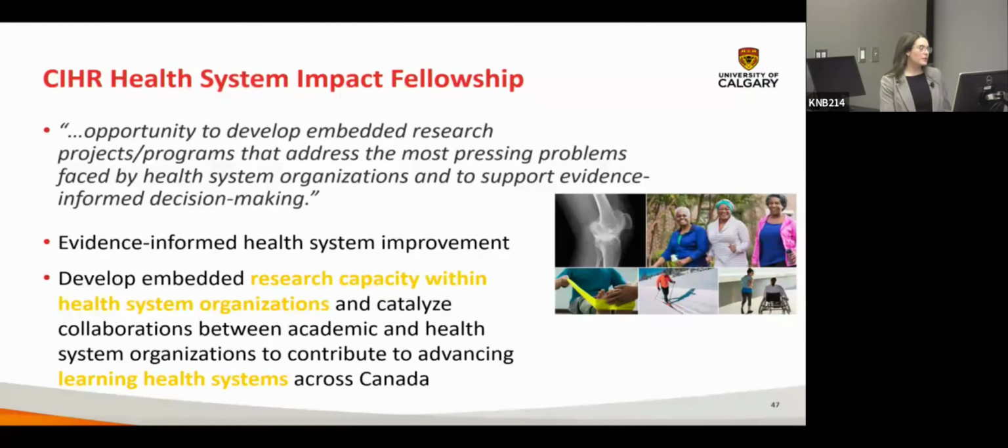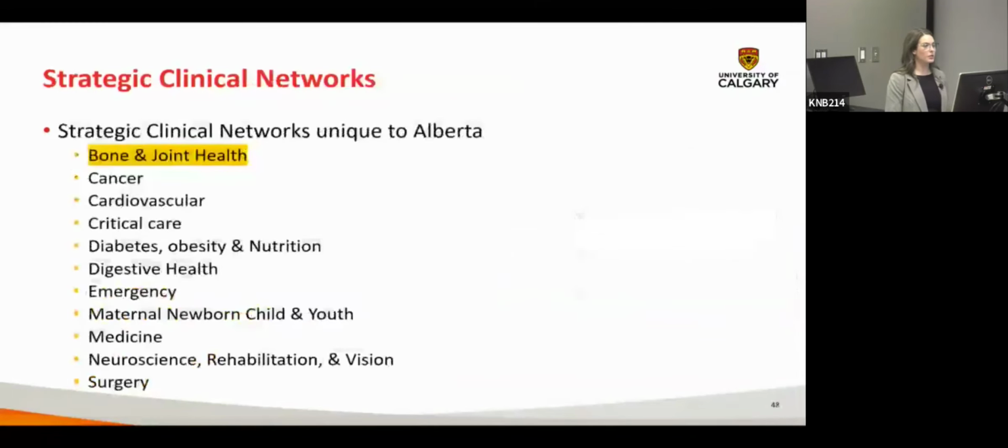So it's really about evidence-informed health system improvement. And then with this, it's embedding researchers into the health organization. So it's to help catalyze some of the collaborations and see what we can really come up with. So something called a learning health system in Canada. And something that is unique to Alberta is something called the Strategic Clinical Networks. So these started, I believe, approximately 2014. So they've been around for a little while.